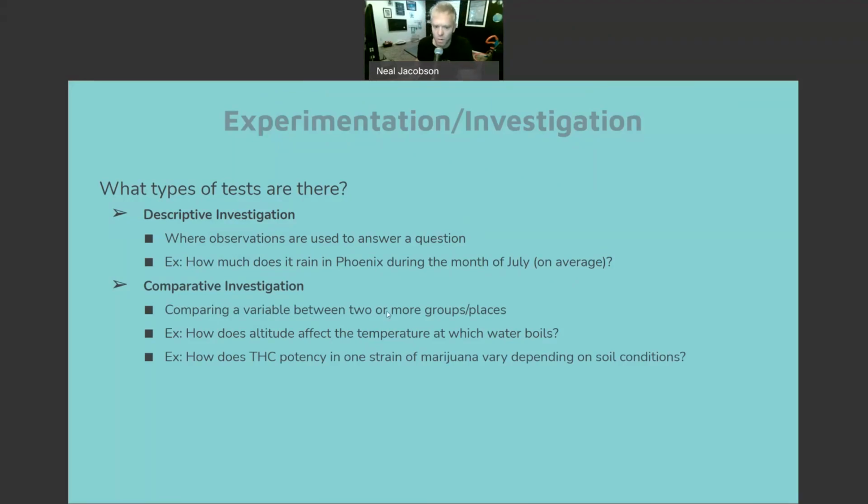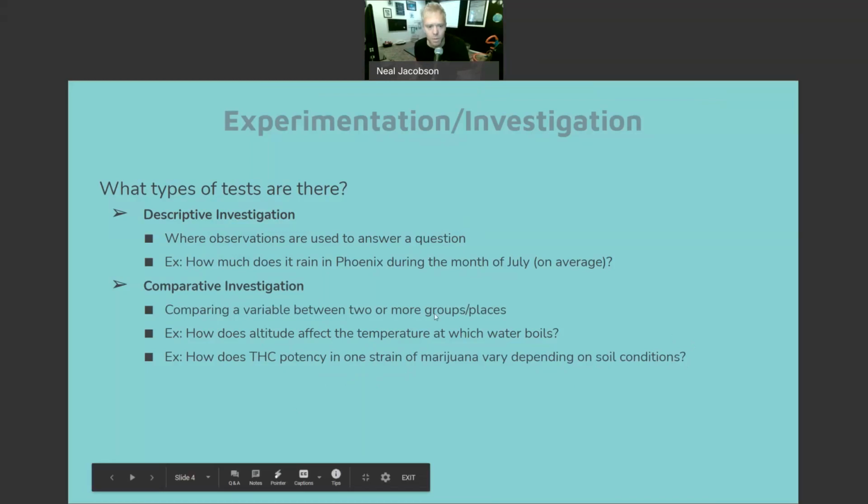And so what I'm manipulating there, I don't have a control, but I'm manipulating the soil conditions. Just like I was manipulating altitude, I was manipulating soil conditions to see what the impact was on the potency of the plant produced.